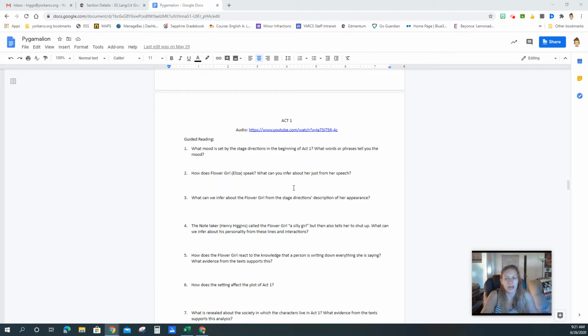Remember that guided reading questions are simply meant to help you understand the text better. Some of them are a little bit higher level, some of them are just basically plot driven. So I want to go over Act 1 here and give you some of my take on the play and how I view some of these characters.